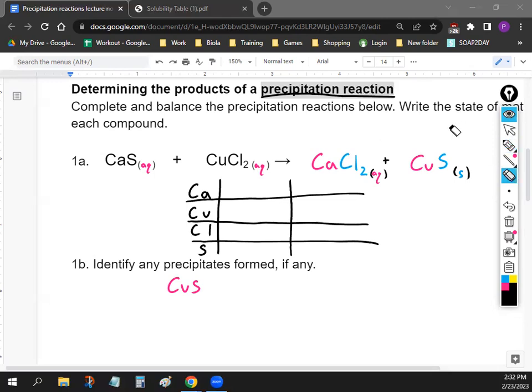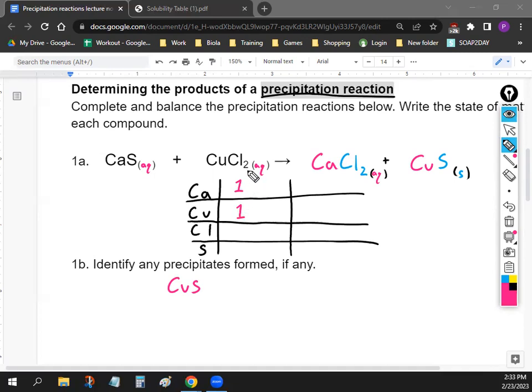Okay, so I know it's been a while, so we'll take it slow. I'll help you guys with the counting and everything, and then we'll move on to the next one, which will be a little bit harder. If we take a look at the left side, how many Ca's do I have? Just one, right? There's one Ca. How many Cu's do I have on the left side? One. How many Cl's? Two.